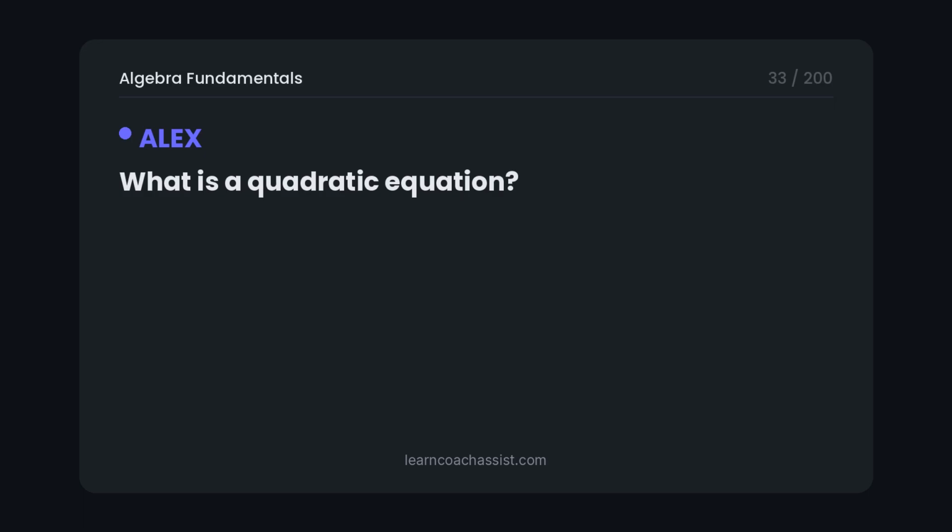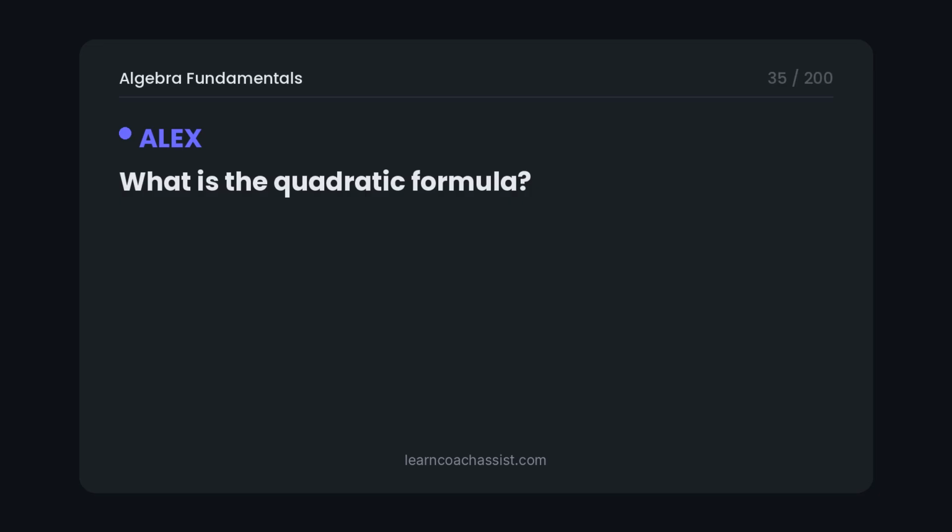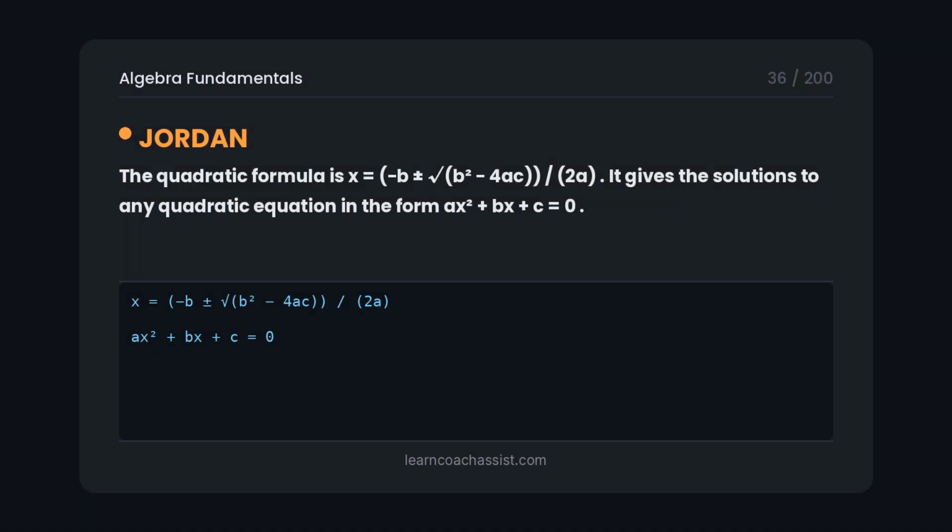What is a quadratic equation? A quadratic equation is a polynomial equation of degree 2, written in standard form as ax² + bx + c = 0, where a is not equal to 0. What is the quadratic formula? The quadratic formula is x = (-b ± √(b² - 4ac)) / 2a. It gives the solutions to any quadratic equation in the form ax² + bx + c = 0.